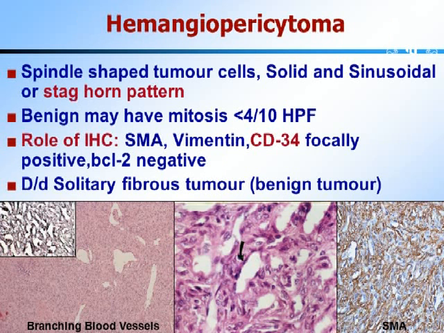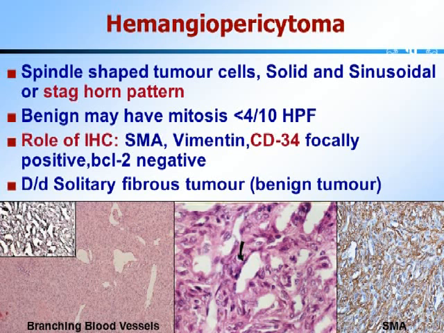So this is how a hemangiopericytoma looks. Basically, it's a spindle cell tumor. When you see these vascular channels in between, we call it a hemangiopericytic pattern. And on higher magnification, you can see these are the vascular channels. This is the typical staghorn pattern, and they stain positive for SMA and focally for CD34. Most of the benign ones are supposed to have mitosis less than 4 per high power field.